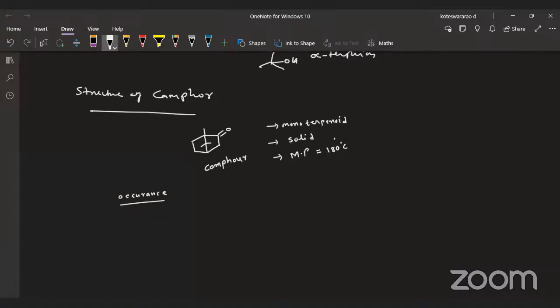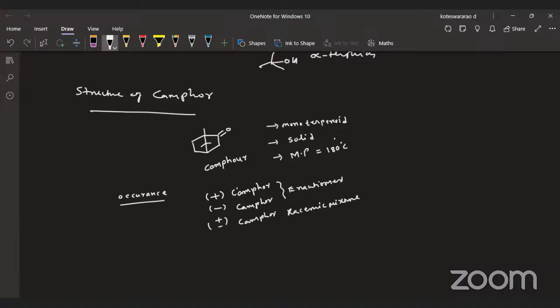It occurs as a plus active isomer and a minus active isomer and as a racemic mixture. That is, it occurs as plus camphor and minus camphor. These two are enantiomers. And plus or minus in equal proportions is a racemic mixture, right?